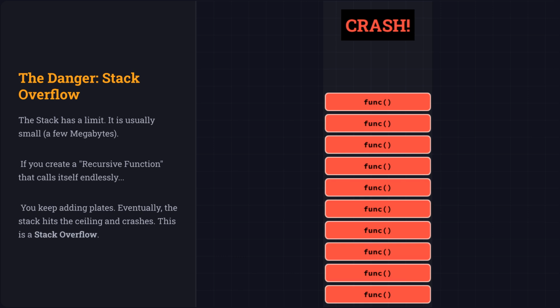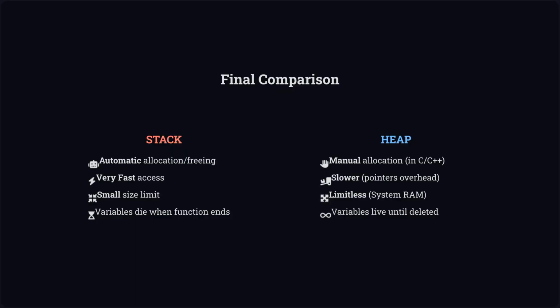Conversely, the stack has a small limit. If a recursive function calls itself endlessly, the stack will overflow, leading to a program crash. In summary, the stack offers automatic, very fast memory with a small size limit, where variables die quickly. The heap is manually managed, slower, but offers limitless space and persistent variables.